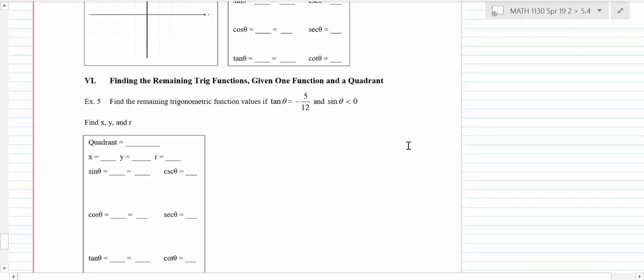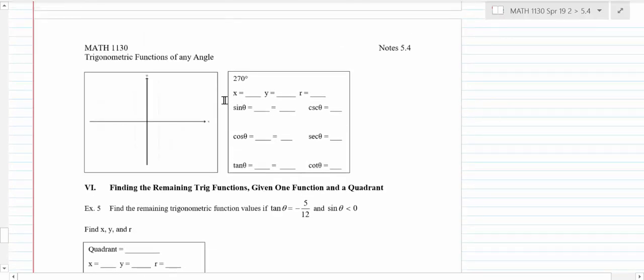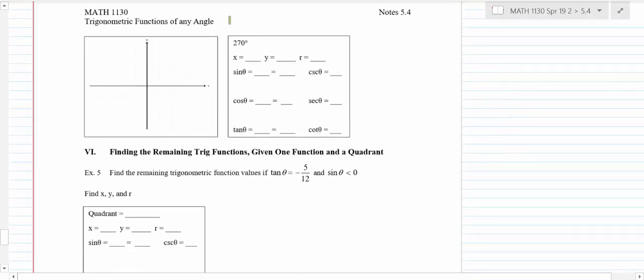Okay, so I'm going to go ahead and run through this next page. I want to do 270, and I want to just close off with one additional example. So if you're at 270, the point you're interested in is the point (0, -1). So you're down 1. So r is 1, x is 0, y is -1. Okay, so it goes like this.